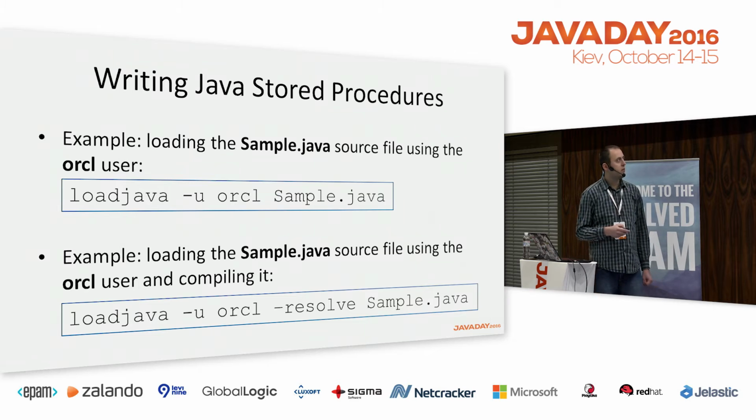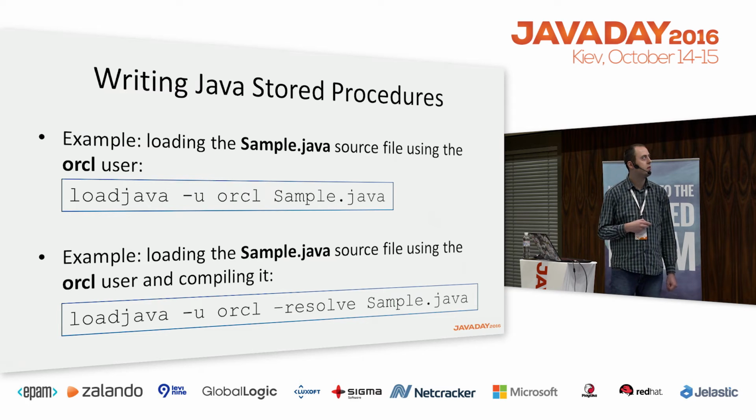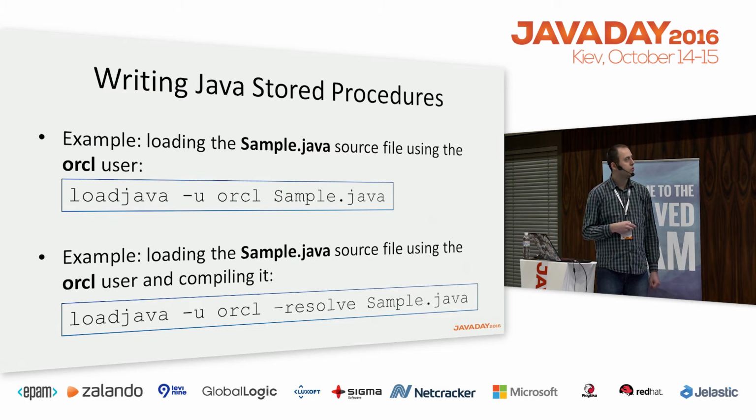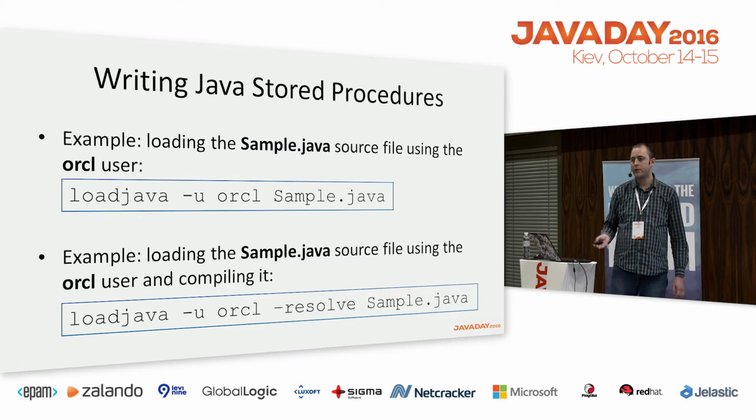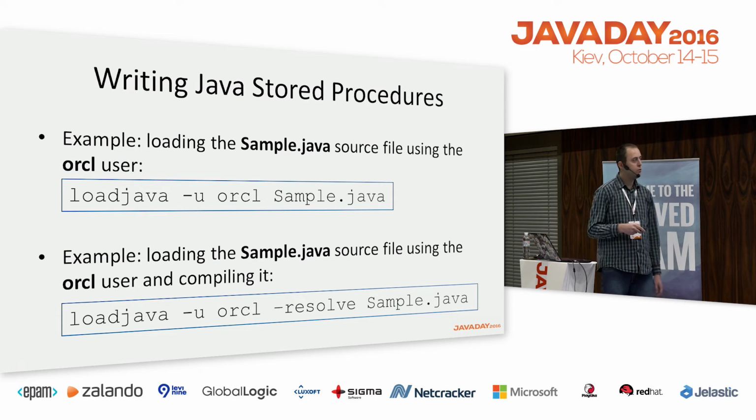And here is an example of how you would load, for example, the sample.java source file using the schema of the Oracle user. You would say loadjava -u, which is the user you would like to use, and then you specify the Java source file. If you would like to load and compile the source file at the same time, you have to specify the -resolve option, which tries to compile the file directly when you load it into the database schema. If you don't do this, compilation will be tried right before you execute your stored procedure that uses a Java method from that class.